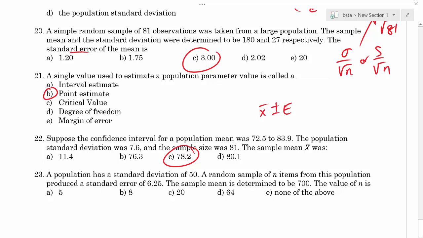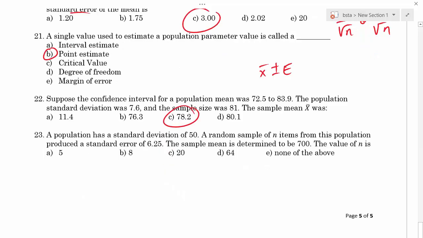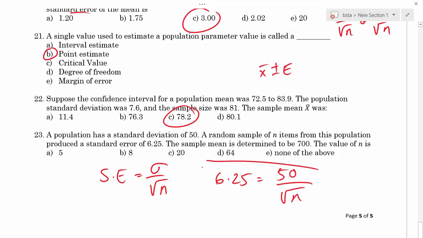What if I ask you to find the margin of error? You can take the sample mean minus the lower limit, or the upper limit minus the sample mean. Remember, the sample mean is in the middle. 23. You're told that the standard error, which is sigma over square root of n, is 6.25. So 6.25 equals 50 over square root of n. The question is, what is n? You can use trial and error, or you can do basic math and find your sample size. 64? Thank you. So that's going to be it pretty much.